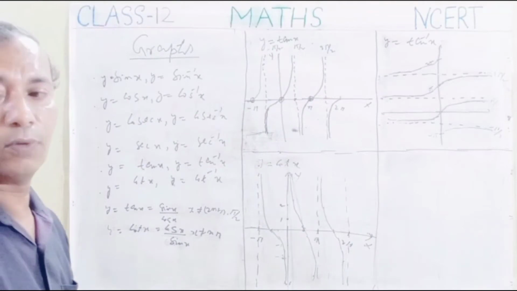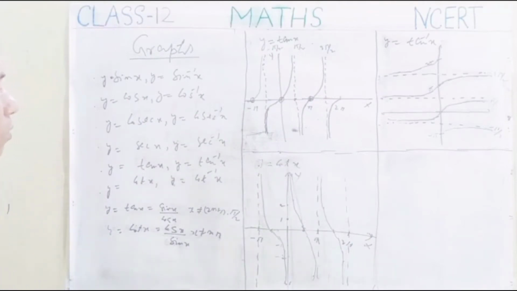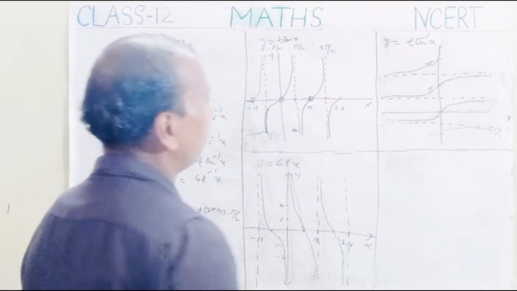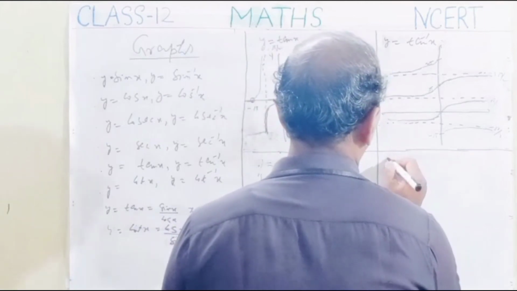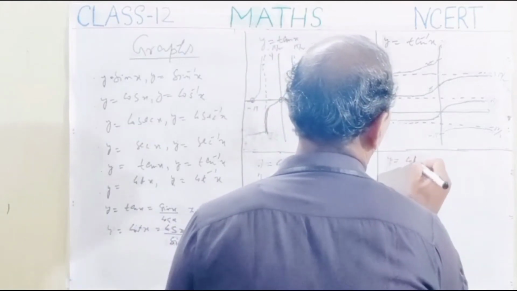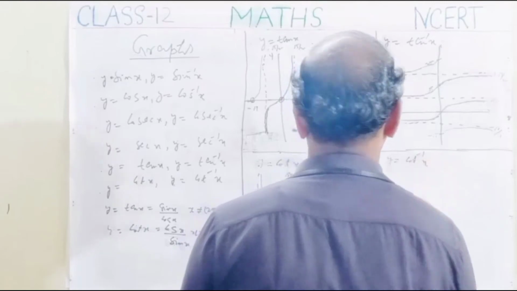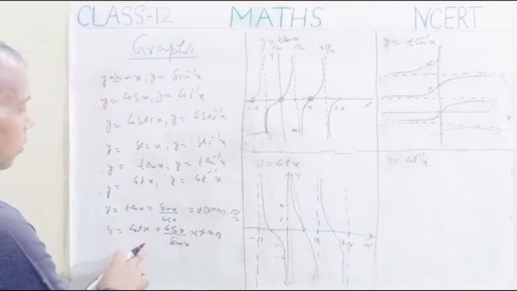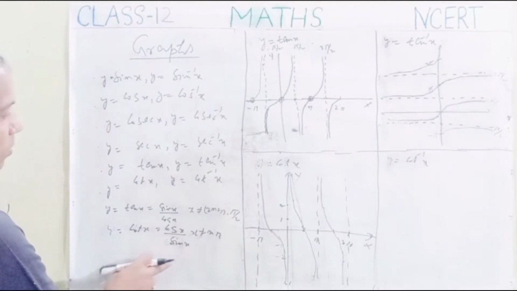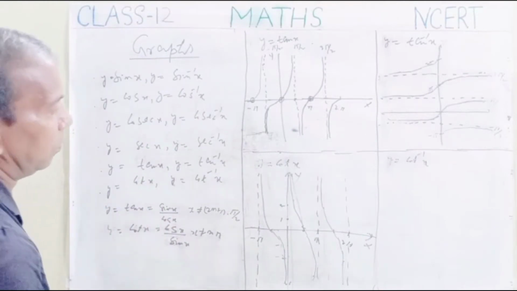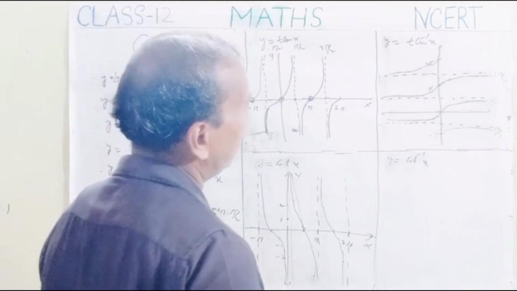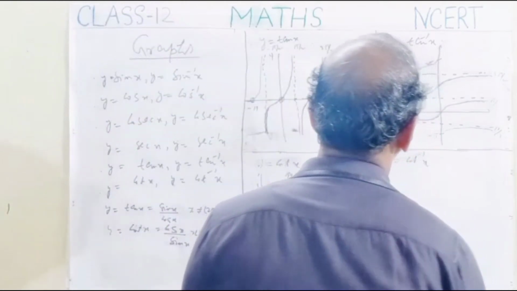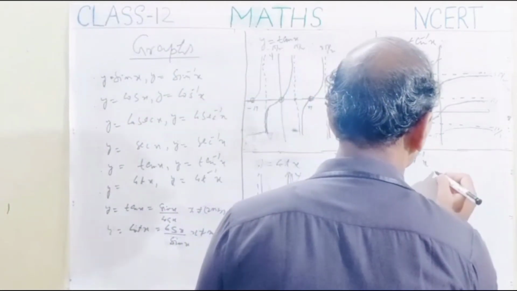Now the last one is cot inverse x. So I will take the last one, that is y is equal to cot inverse x. You can see here that y is equal to cot x, that is cos x by sin x, and sin x is not equal to 0, that is x is not equal to n pi, where n is an integer. I will draw this graph further.